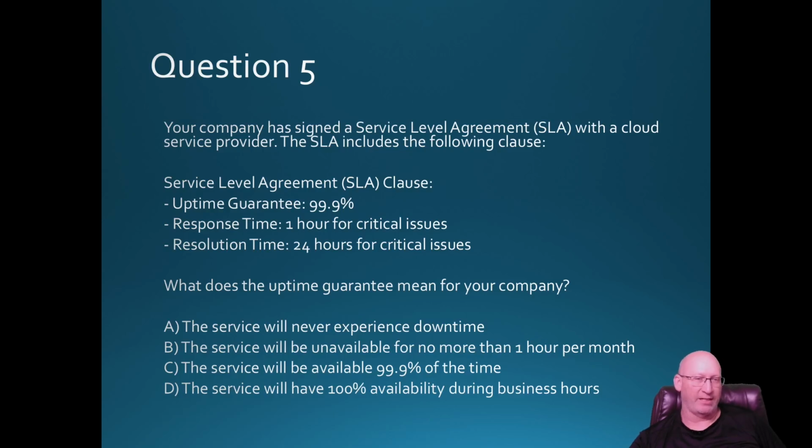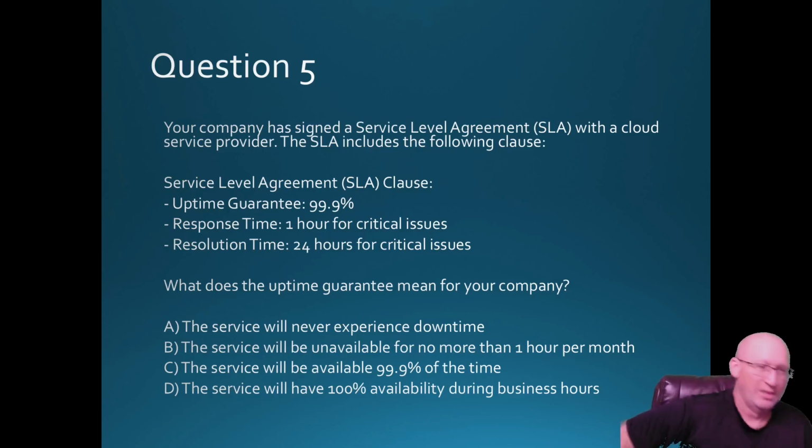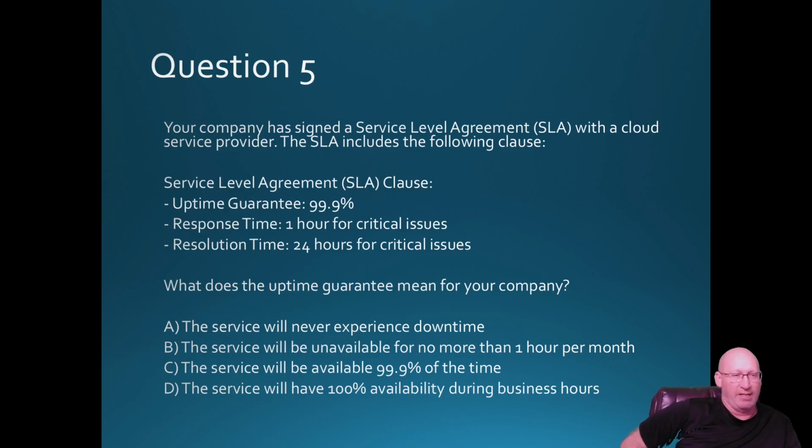Your company has signed an SLA with a cloud service provider. The SLA includes the following clause: uptime guarantee of 99.9%. What does that 99.9% mean? That's what we're asking. I think we can safely get rid of A: the service will never experience downtime. No, it will experience downtime. We know that it will experience downtime. We can never guarantee 100%, right? But we can guarantee 99, and that's what we're saying here. So 99.9% is not never. There is a 0.1% chance. So we get rid of that one.